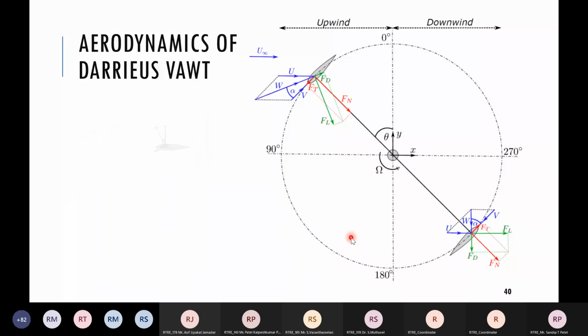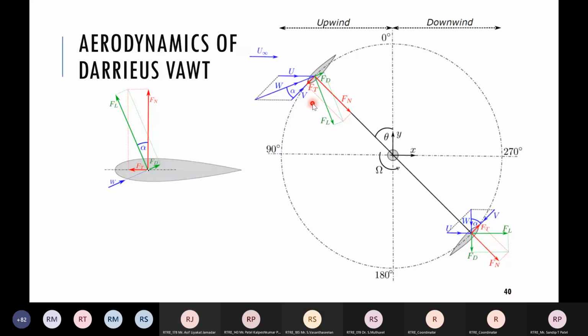Now, if we plot force equilibrium on a single airfoil, W is our relative wind, and due to that, in that direction we have a drag force FD, and perpendicular to that is the lift force FL. Fine. So if we resolve these two forces in tangential and normal directions, we get Ft and Fn. On the rotor, you can see Ft is the force which is responsible to rotate the rotor.